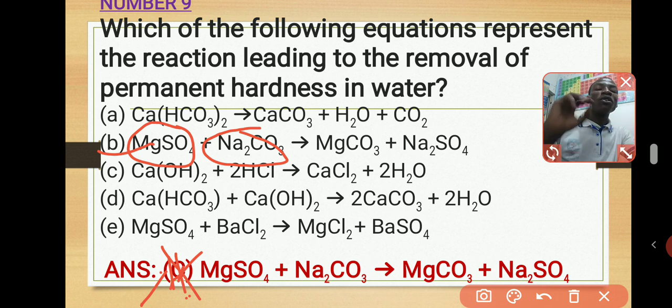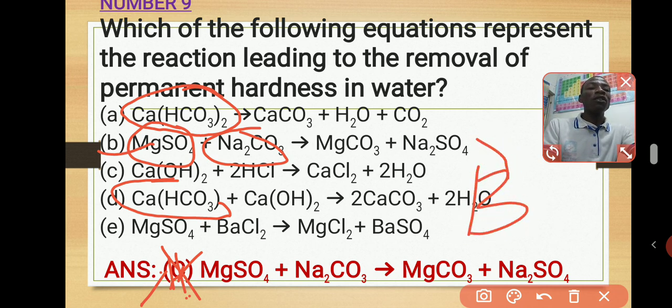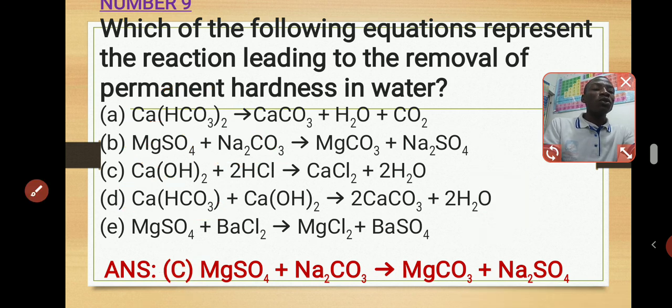Option A is not correct because it's used for removing temporary hardness. You can see that that compound is actually a temporary hardness causer, so if you boil it, it removes temporary hardness. Option C is not talking about any hardness there. Option D is also temporary hardness because what is there is the cause of temporary hardness, while option E doesn't talk about removal of permanent hardness. So option B is the correct option for this number. So let's move on.